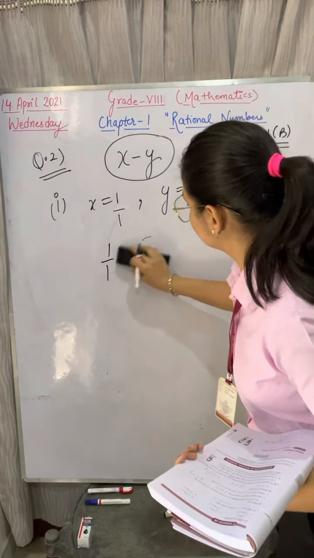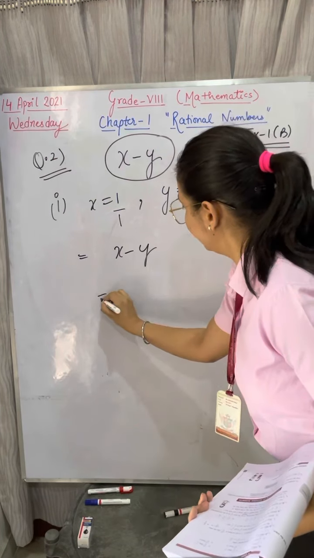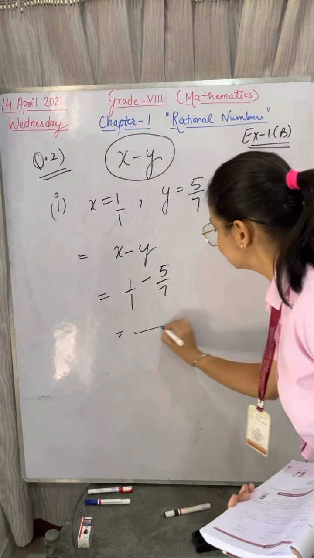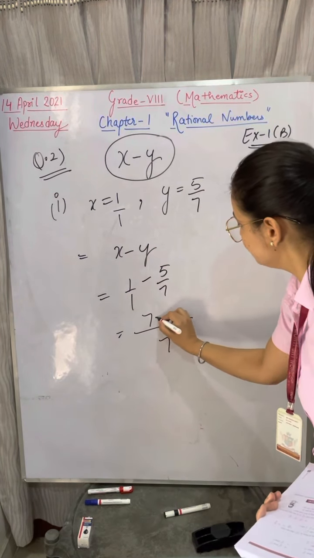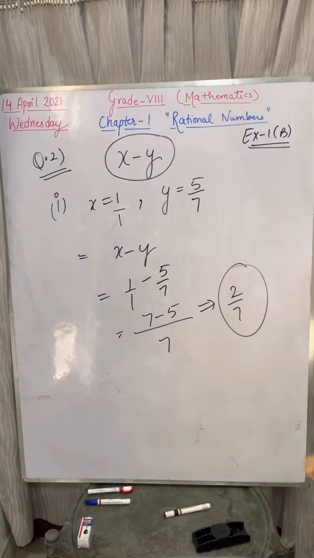First of all, write in this way. x minus y. The x value is 1 upon 1, the y value is minus 5 upon 7. Take the LCM, that is 7. 7 minus 5 is equal to 2 upon 7. The answer is coming in fraction. Yes or no? Yes. So that is a rational number.